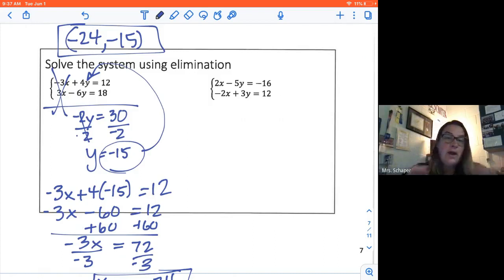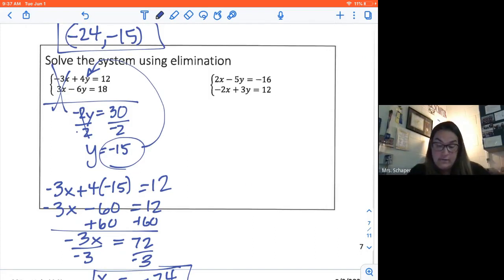All right. Now, I can always go back and check my solution to see if it's right. Is negative 3 times negative 24 plus 4 times negative 15 the same as 12? And is 3 times negative 24 minus 6 times negative 15 the same as 18? And it is, so I have my answer. All right, let's try this next one.